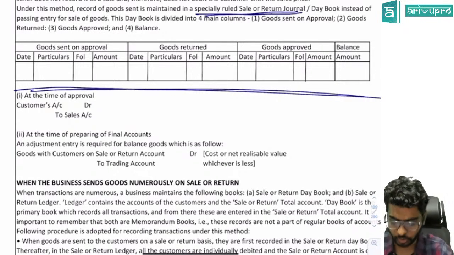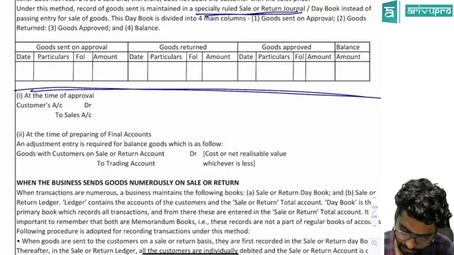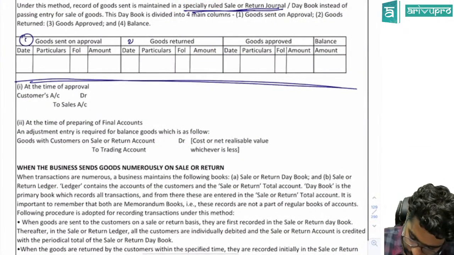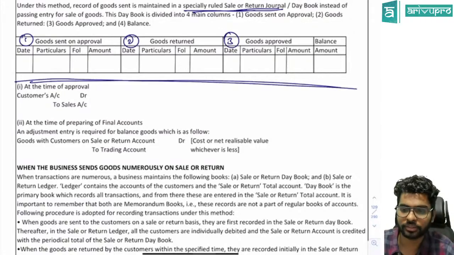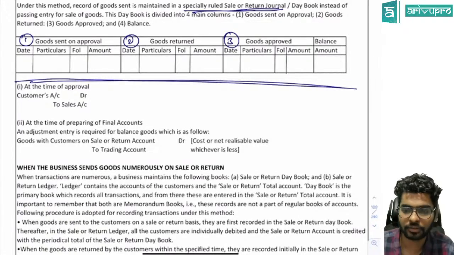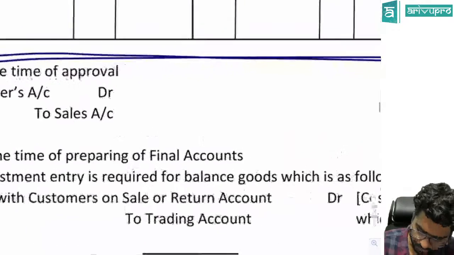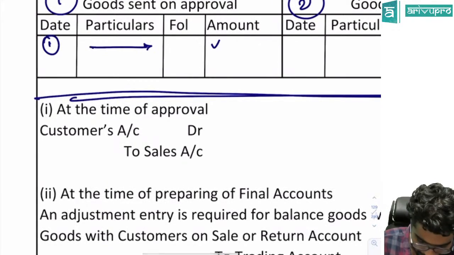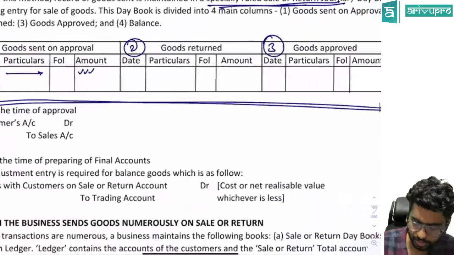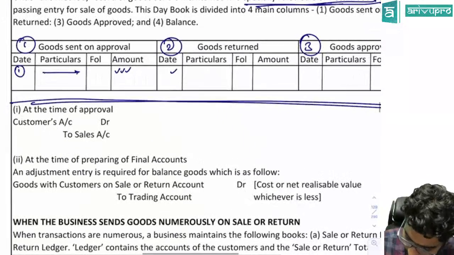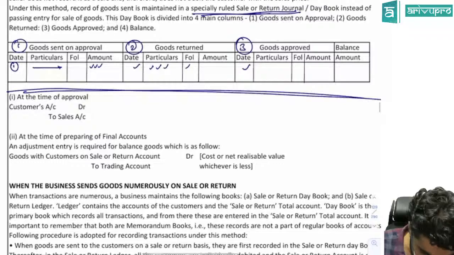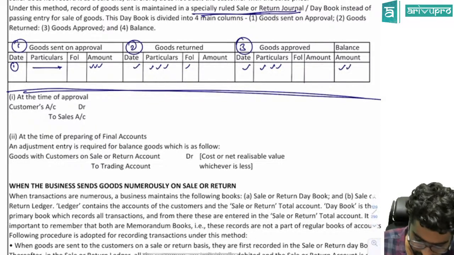Guys, are you clear? So you need to make this chart or table which has three things: 1, 2 and 3. Now guys, see here what I do. I write the date, particulars and the amount, that is the party to whom. If he has returned goods, I will record it. If he has approved goods, I will record it if it is balance.